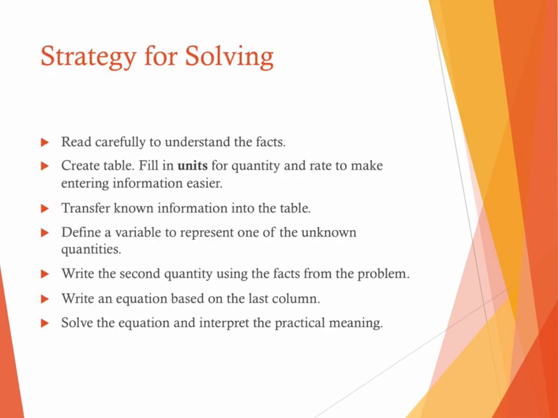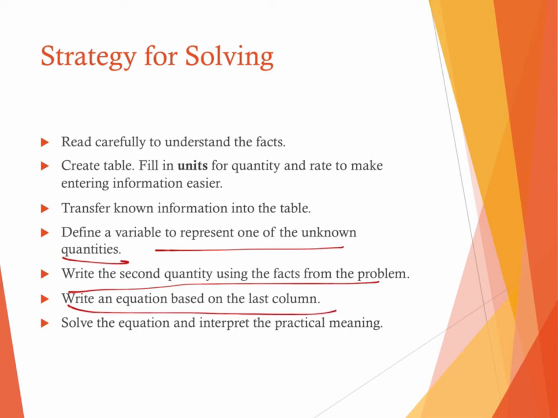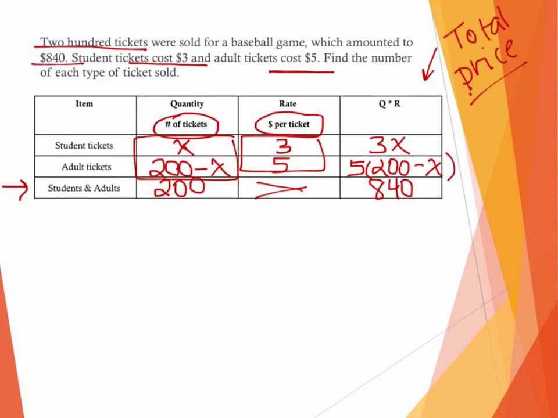If you go back to our strategy, we defined our variable, we wrote a second quantity. Now we're going to write an equation based on the last column. That's where this table really helps us. This quantity times rate column actually gives us our equation.